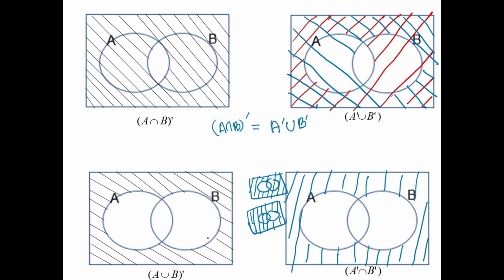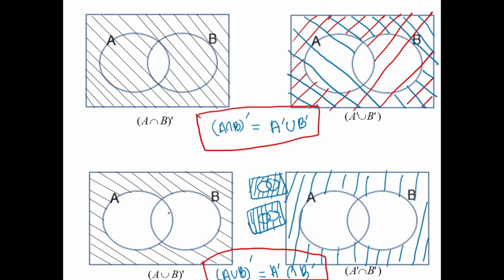As well as the two at the bottom here. We can see that the first diagram on the left is the same as the second diagram here. The shaded region is outside the two circles. So what we can conclude is A union B prime is equal to A prime intersect B prime. So these two are De Morgan's rules.